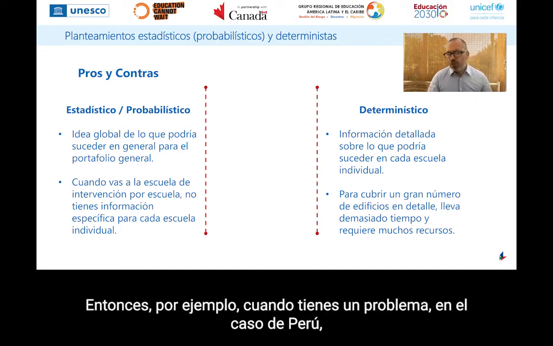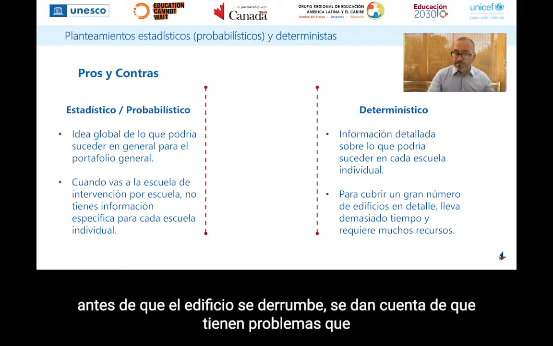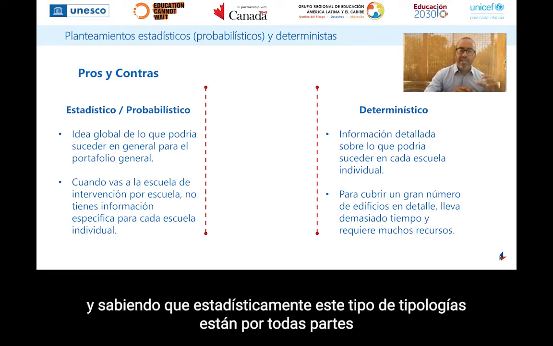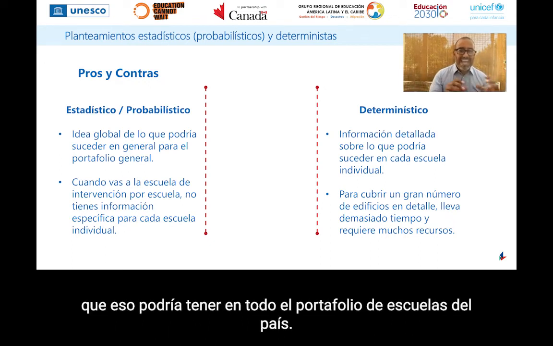So for instance, that is the case of Peru, when you have an issue of specific typologies that were built before the building codes, they realized that they have problems with short columns. And based on a sample, and knowing that statistically these kinds of typologies are all around the country, they could determine what impacts that could have on the whole portfolio of schools in the country.